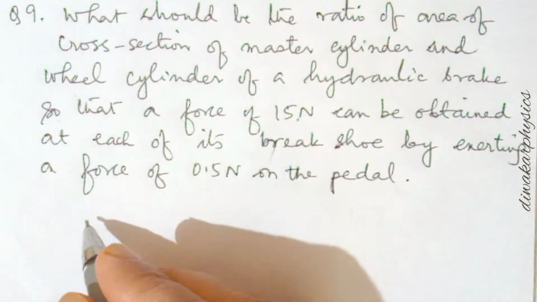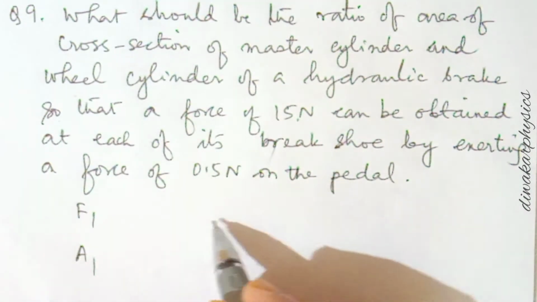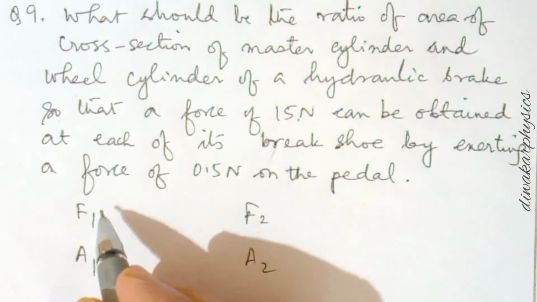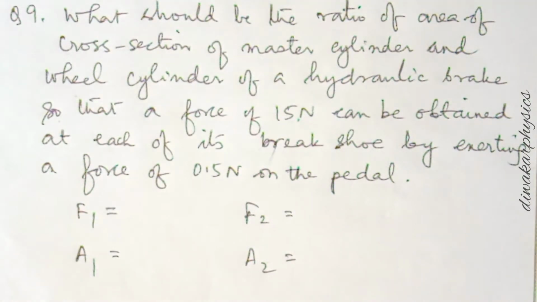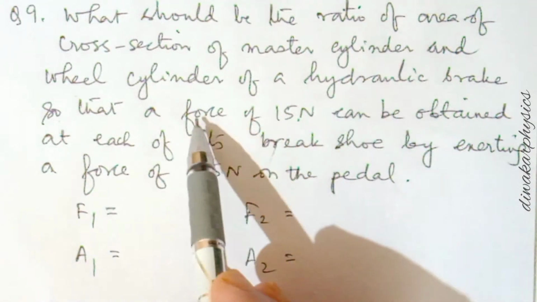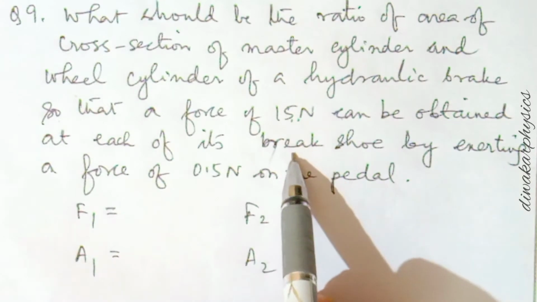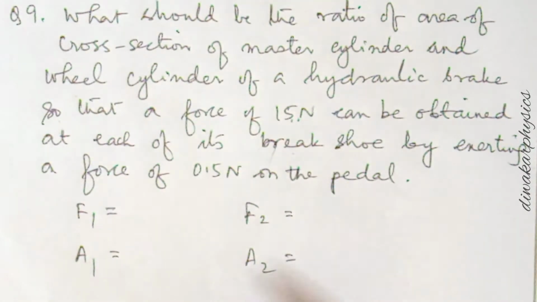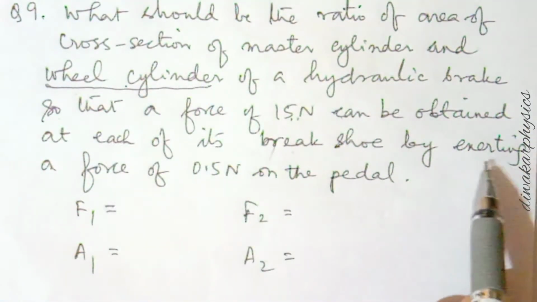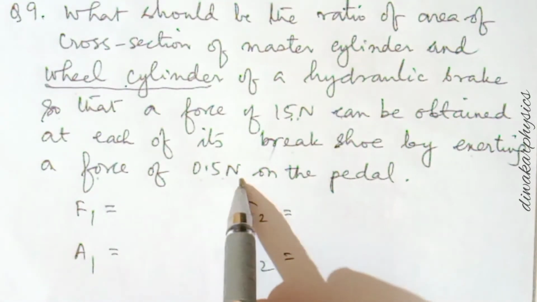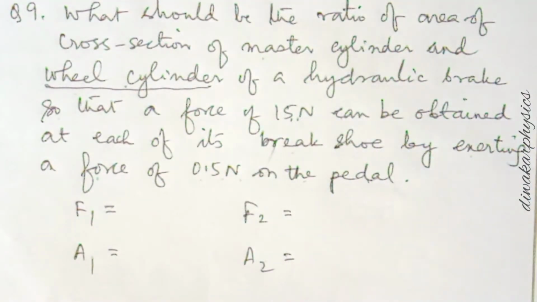Okay, so what you have to find? First, what is given? You write F1, A1, F2, A2. Then get these values from the question. So here force of 15 Newton can be obtained at each of its brake shoe. Okay, that is the wheel cylinder. So wheel cylinder will be there, and exerting force of 0.5 Newton on the pedal. So pedal is fitted near the master cylinder. Okay, master cylinder.